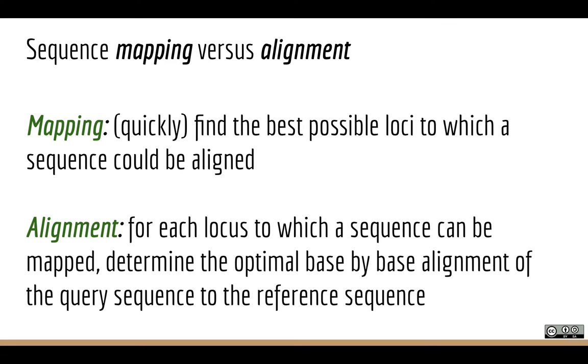Right. So mapping versus alignment, I've already touched upon this, but mapping is: let's use the fastest possible algorithms to find all the possible locations, or loci, to which a sequence could be aligned. Once we have that set of places, for some sequences it might be one possible place in the reference genome if it's a totally unique sequence, and for some it might be millions.